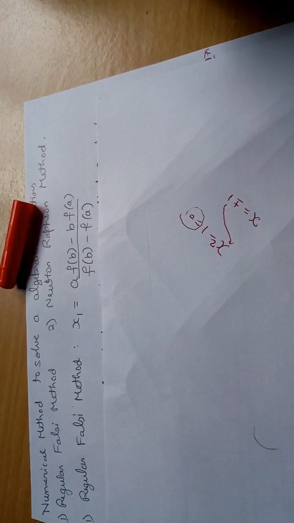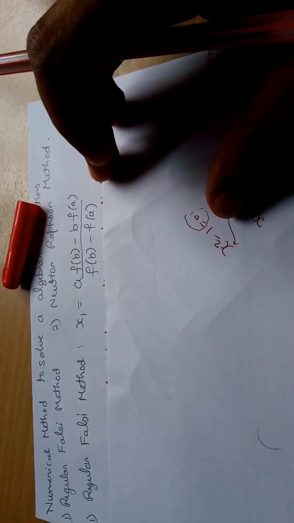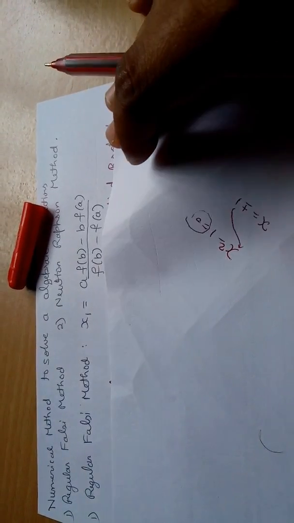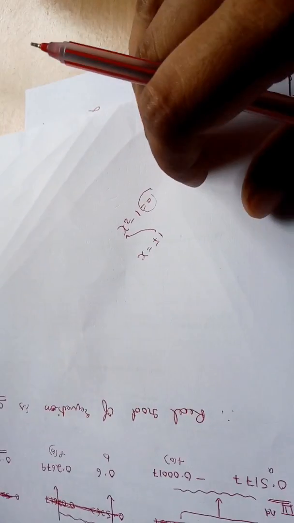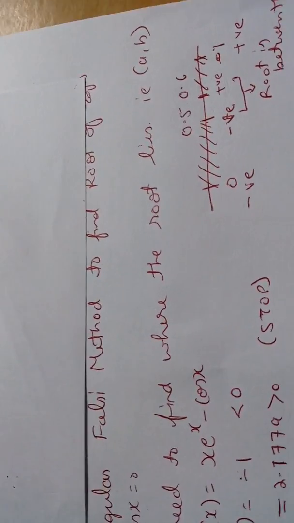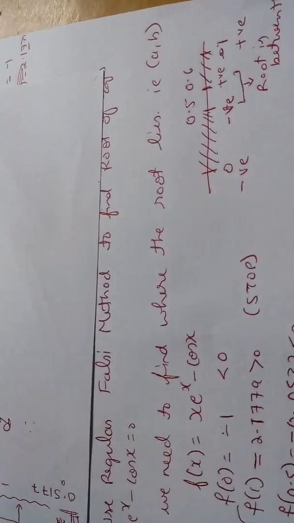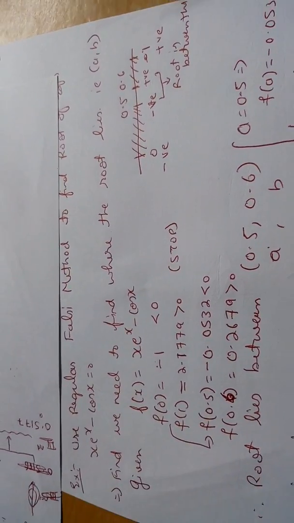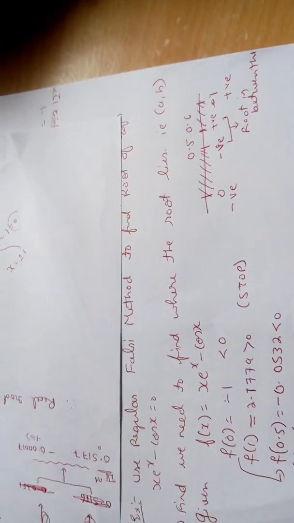Whenever you start with these methods, the first thing we have to check is where the root lies. That root should always be between a negative and a positive value. I will be explaining it along with an example. So I have an example here. Using the regula falsi method, find the root of the equation x into e power x minus cos x is equal to 0. So the first thing is we need to find, as I said, where the root lies.